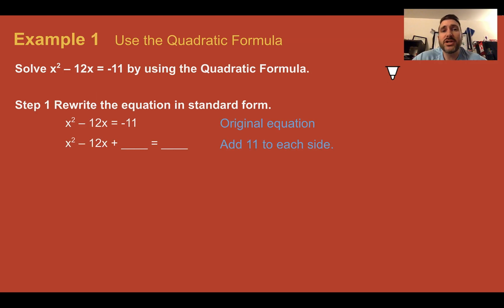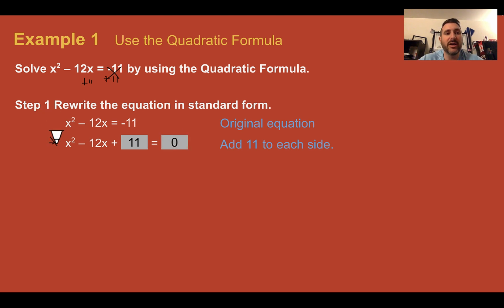Example 1. Use the quadratic formula. Solve x squared minus 12x equals negative 11 by using the quadratic formula. So our first step here is going to be to rewrite the equation in standard form. So we need to add 11 to both sides. That way it's in standard form, ax squared plus bx plus c. So I would end up with x squared minus 12x plus 11, and now that equals 0.